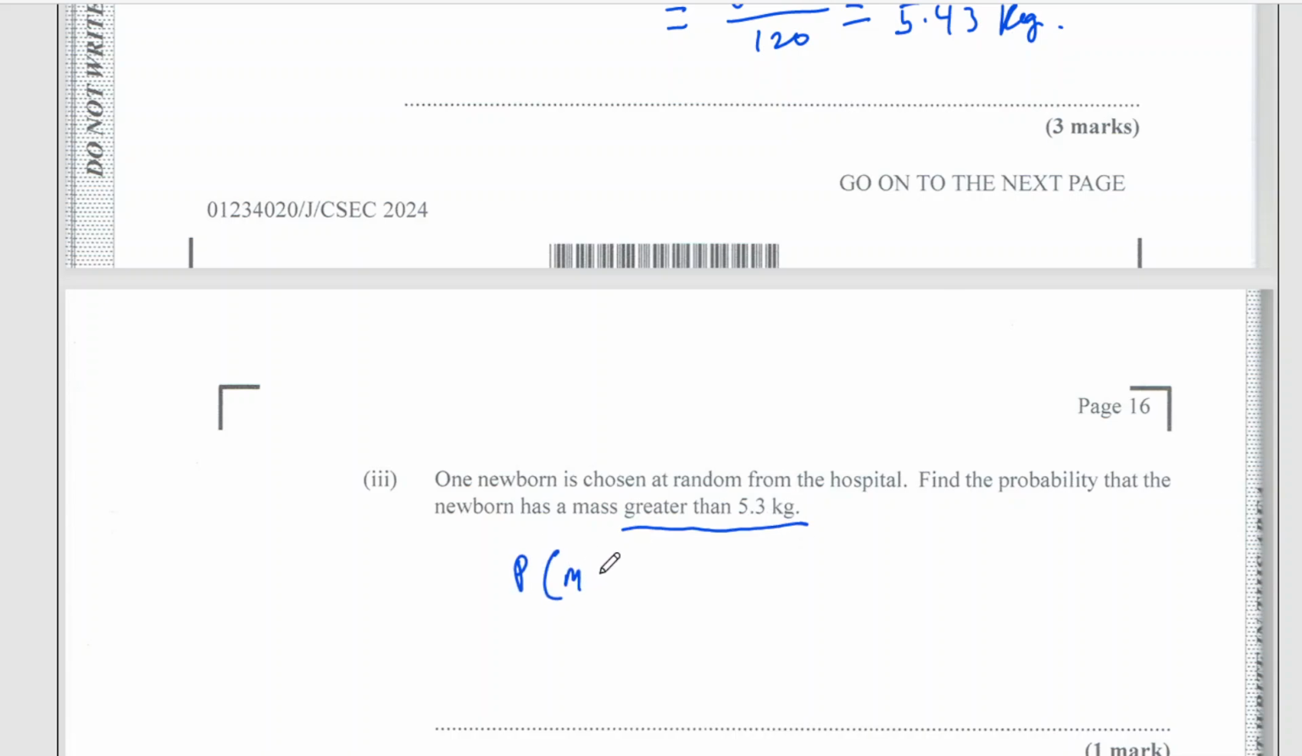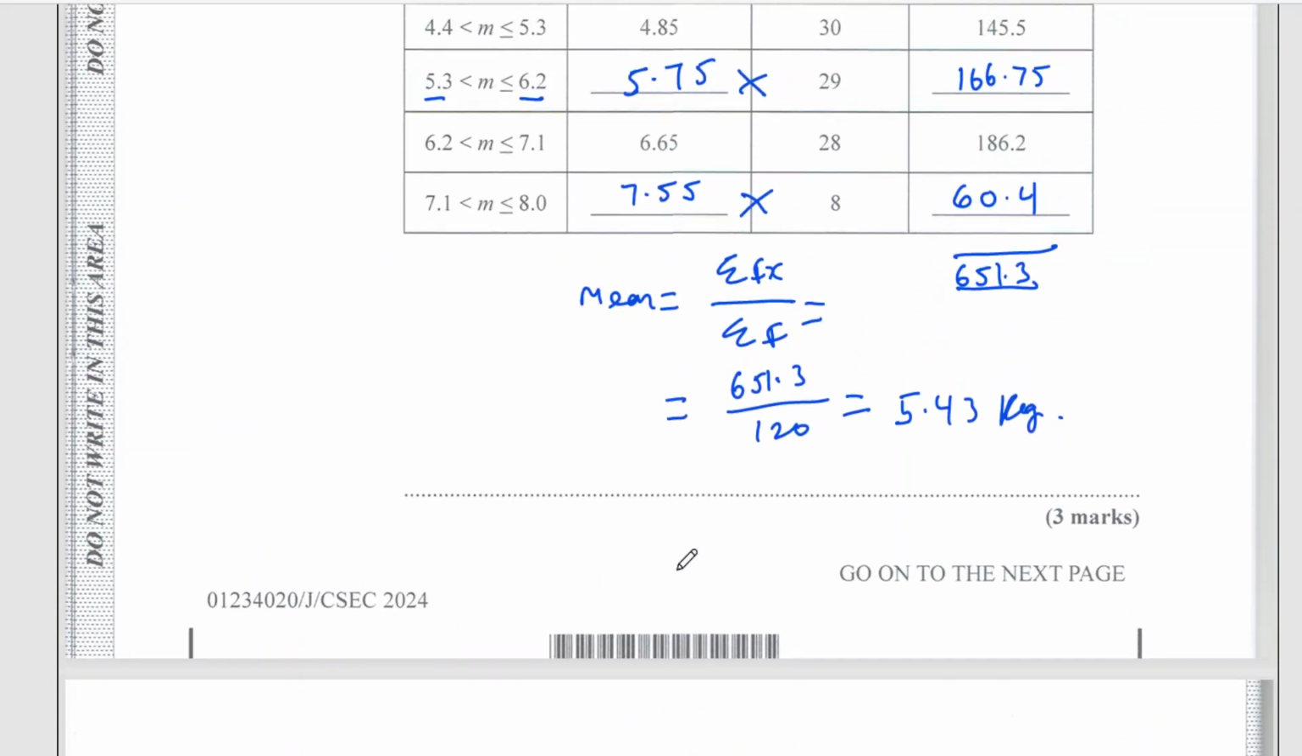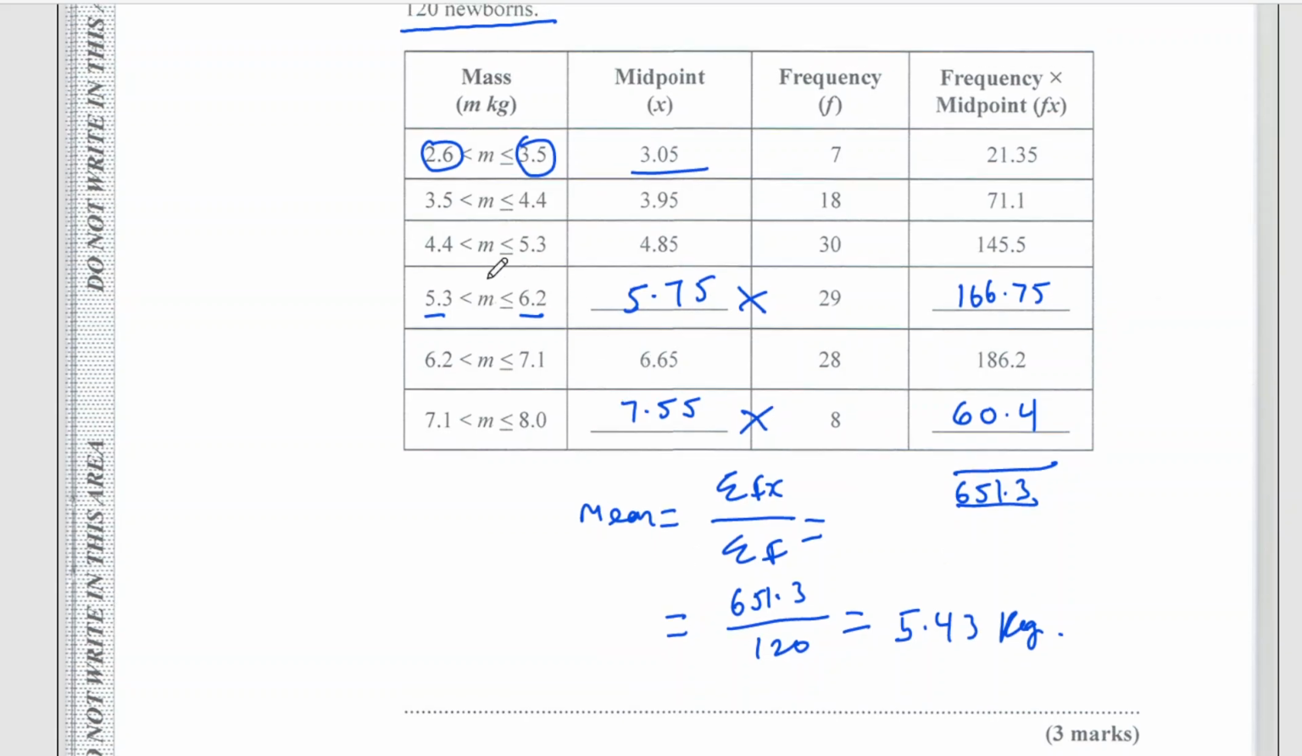So the probability of a mass greater than 5.3 is how many newborns are actually greater than 5.3 over the total. So let me see how many are greater than 5.3. In this interval here, m is between 4.4 and 5.3. From this one here, m is greater than 5.3. So we want all the numbers greater than 5.3, which are these numbers here, 29, 28, and 8. So these three here would be greater than 5.3.